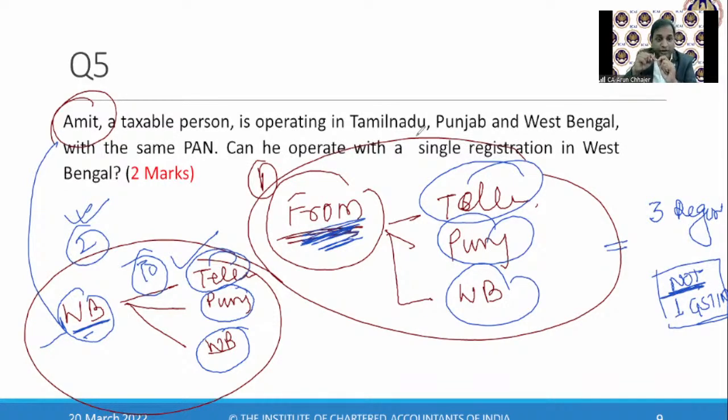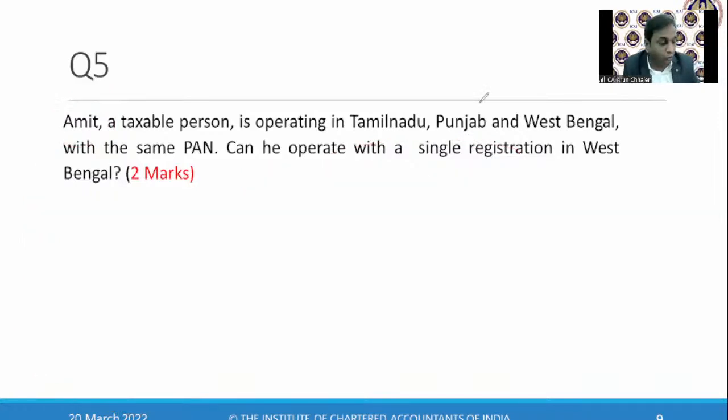So next point is, if Amit is making the supply from West Bengal only, but to the different states, answer is there is no requirement to take multiple registrations in every state. Where he is making the taxable supplies, answer would be origin. I hope it is clear. Give me the confirmation. Waiting for your reply.